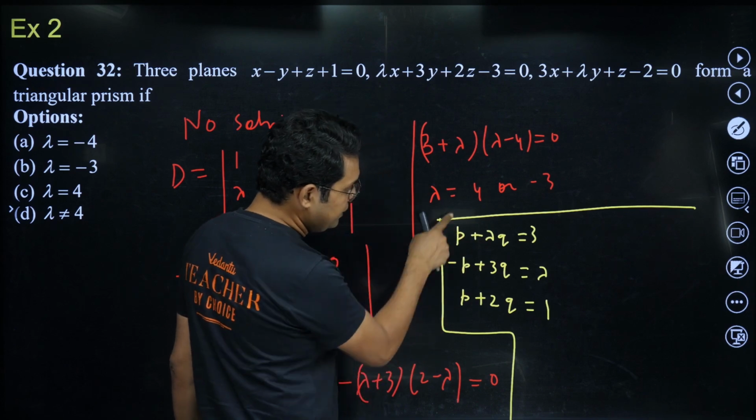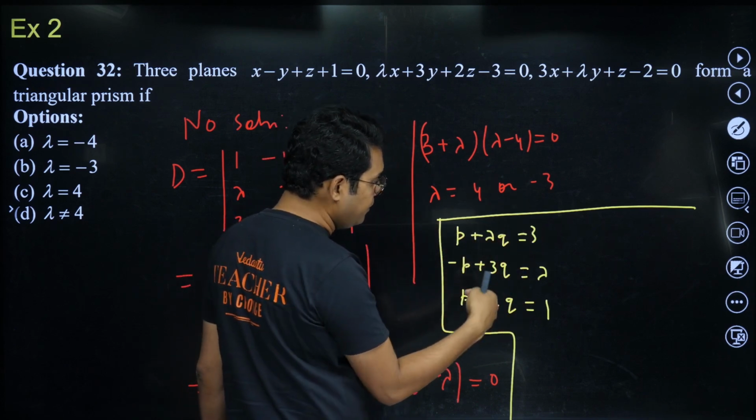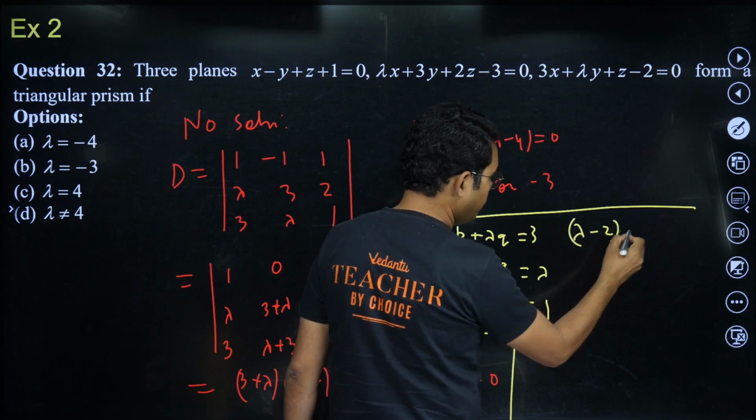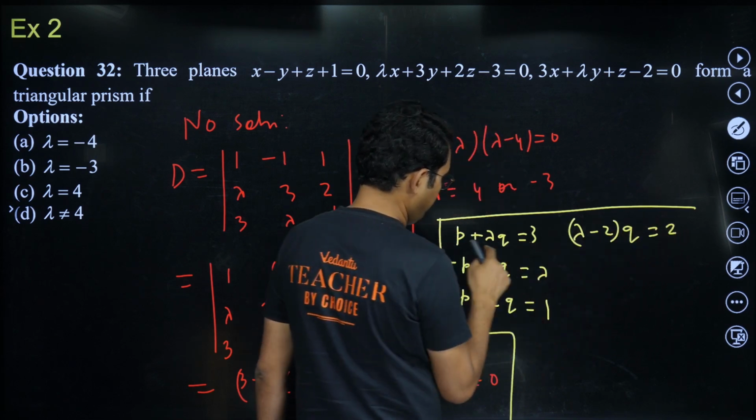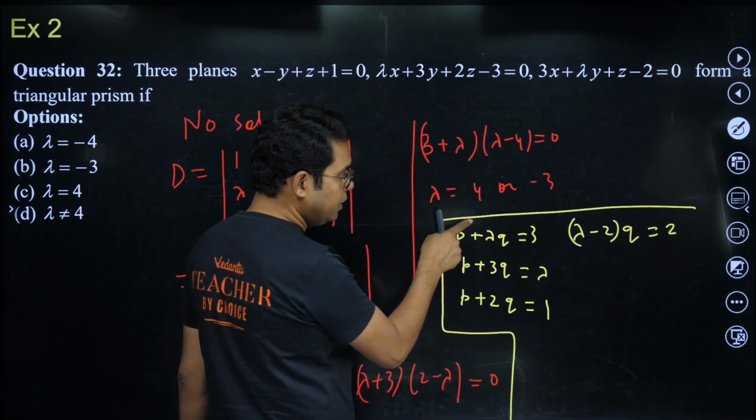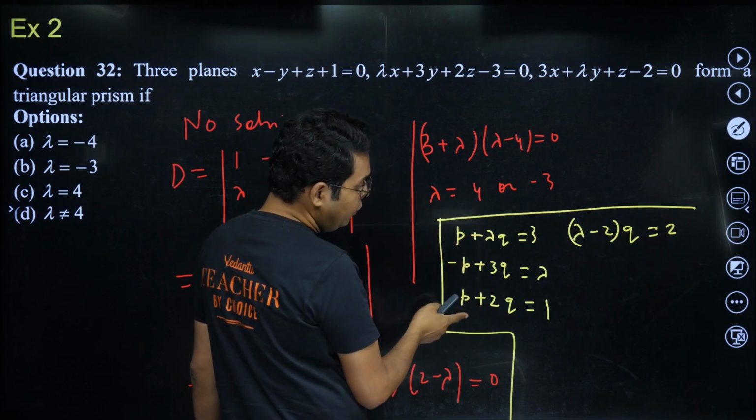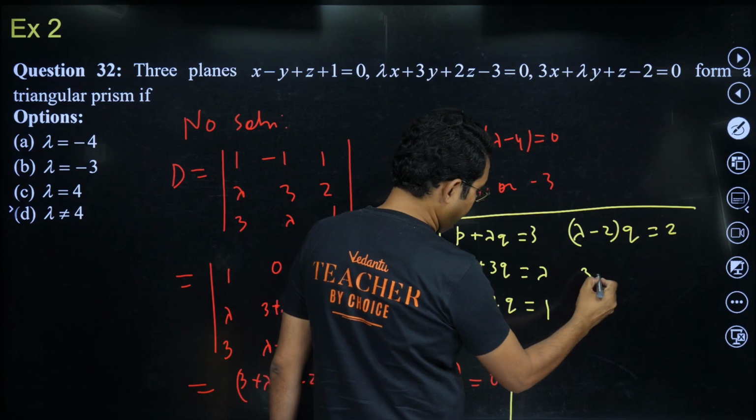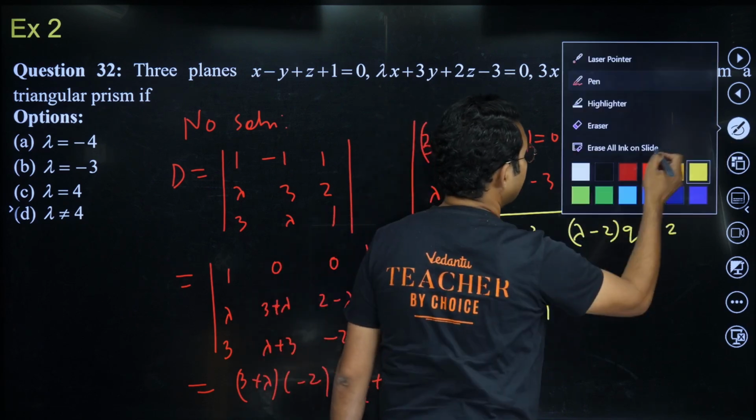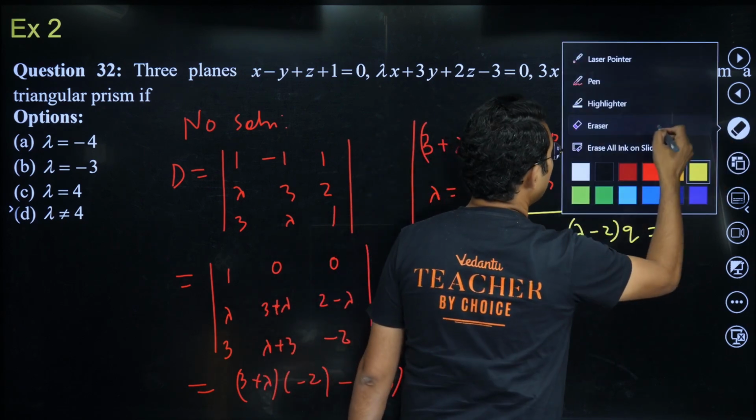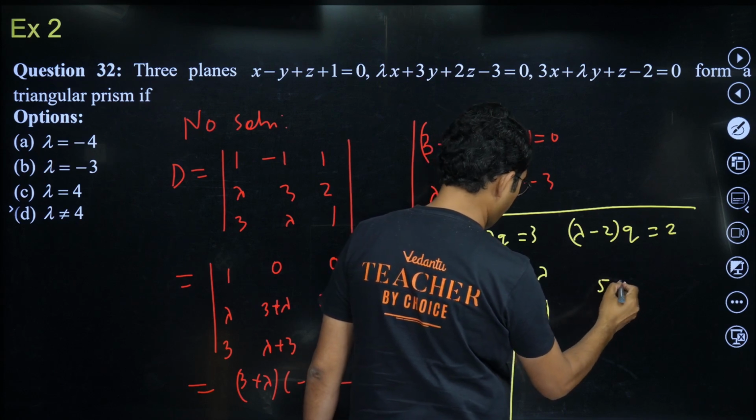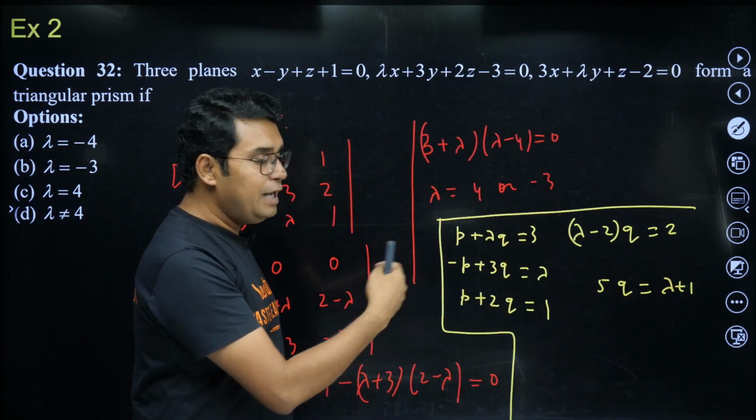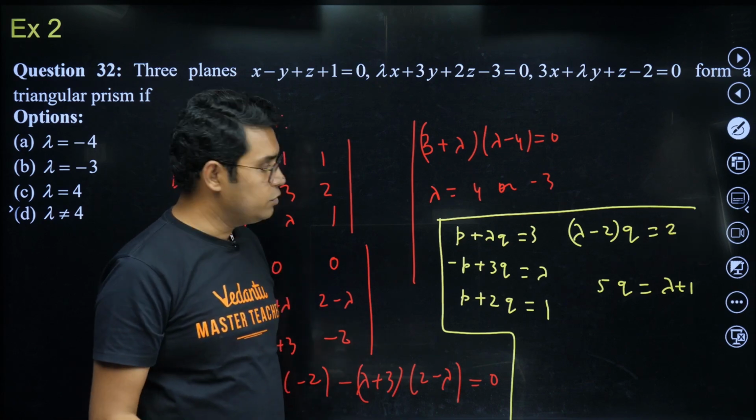If I solve A and C, if you subtract first from third, we will be getting lambda minus 2 into Q is equal to 2. If you add second with third, we will be getting 3 plus 2, 5 into Q is equal to lambda plus 1. So from here, if you eliminate Q, you will be able to get the values of lambda.